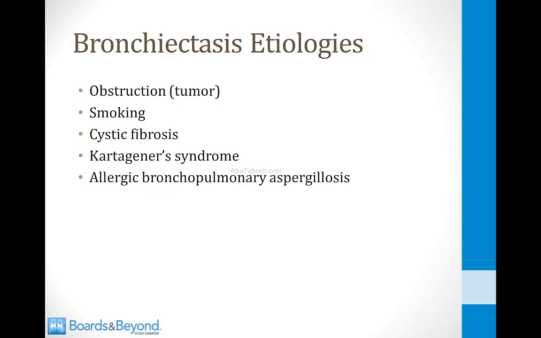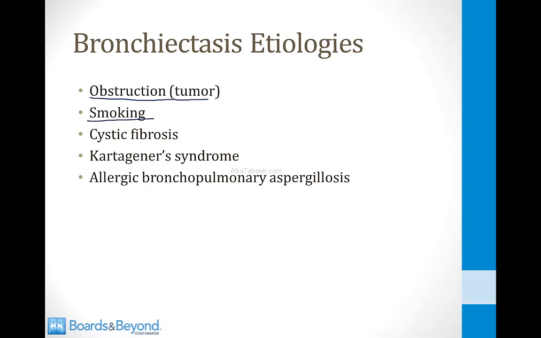So why do people get these dilated airways in bronchiectasis? Well, one reason is from obstruction from a tumor. So when you have a tumor, you can't clear mucus appropriately, and it backs up behind the tumor. And this sets you up for recurrent infections, and bronchiectasis can develop. Another etiology is smoking.